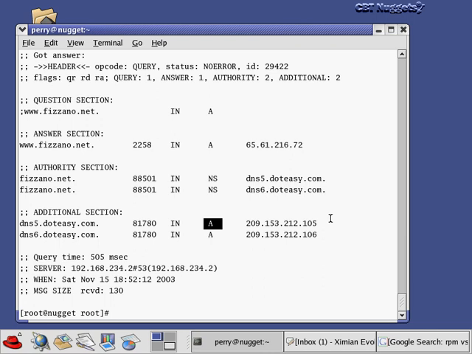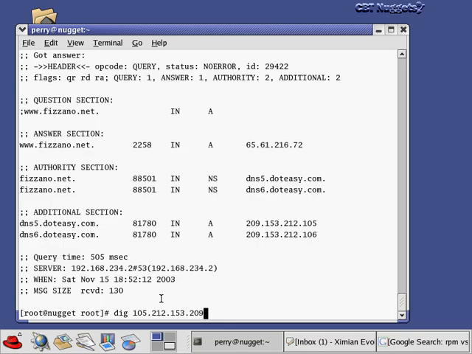Now let's go backwards with dig. What I want to do here is take this particular number, the IP address of dns5.easy.com, turn it around, and look up the name for that number. Now the way that you have to do this is a little bit funky. You have to actually reverse this number. Not reverse the number literally, but reverse each section. So here what I'm going to do is say 105.212.153.209.